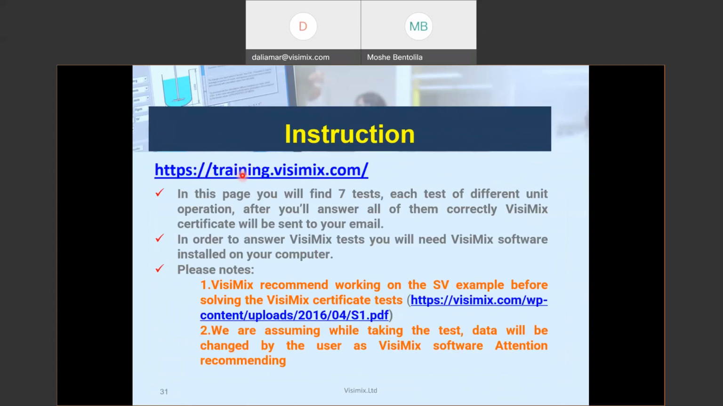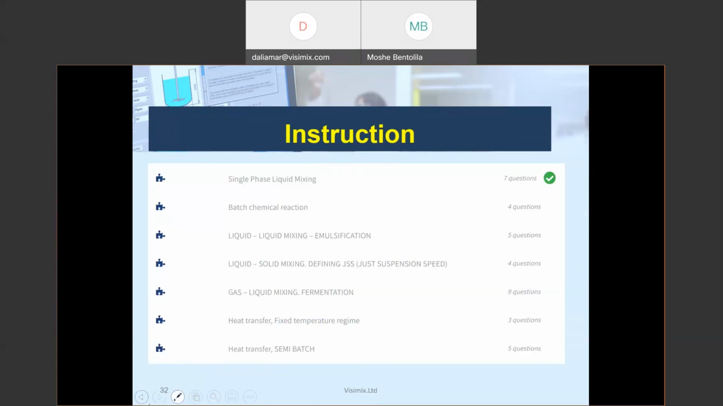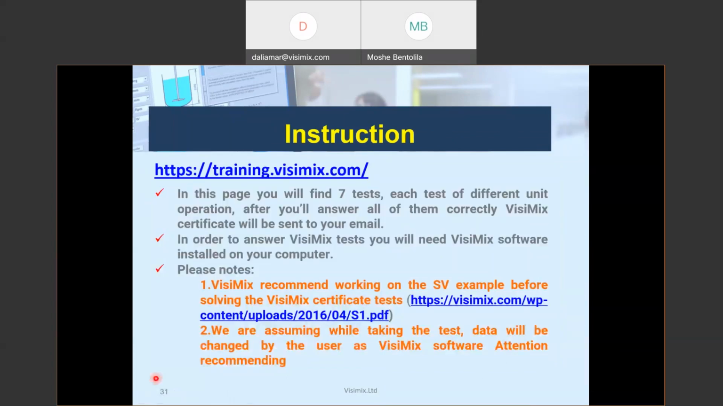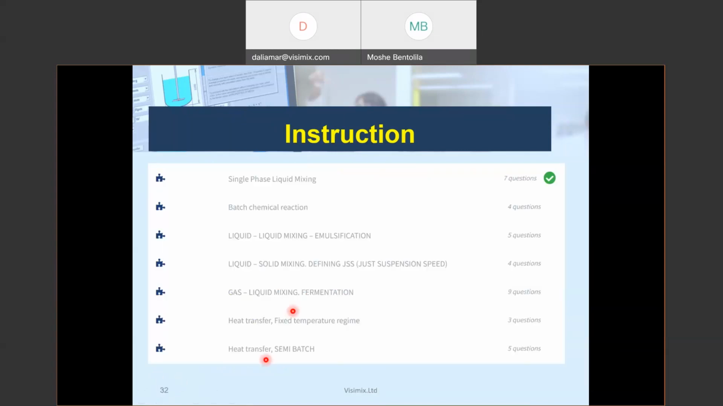In this link that will be in our website, you will have the conditions, the instructions. In this page, you have 7 tests you need to answer. We advise at the beginning to download the example, which is very complete, and gives you a brief idea about every unit operation in a fast way, only 1-2 calculations. And after that, you need to register yourself, and it will open for you 7 tests.